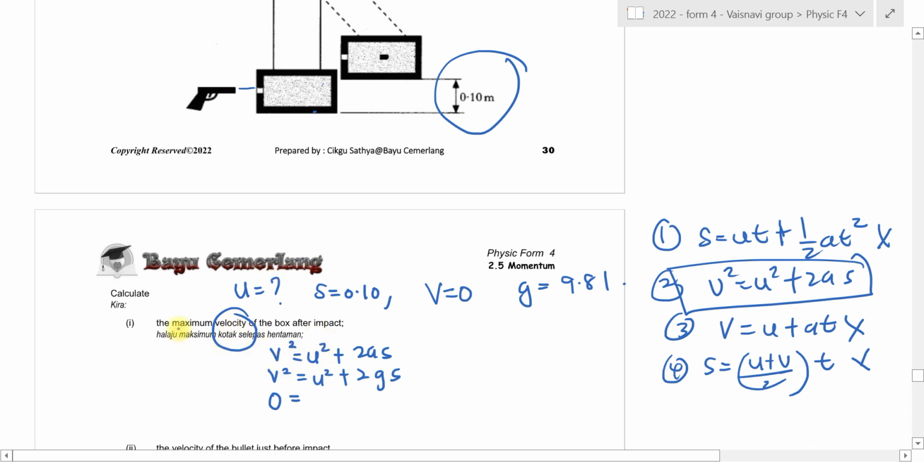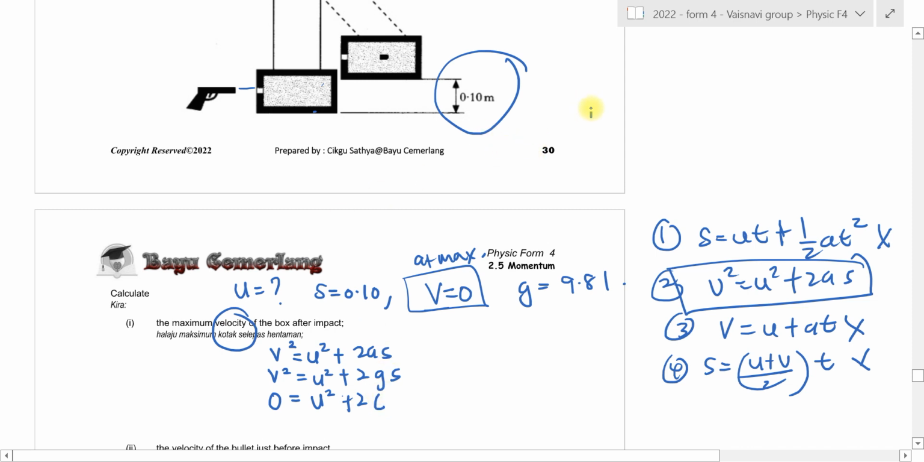The question is asking the maximum velocity after the impact, not at the maximum height. That's why I get wrong just now. Dia tanya maximum velocity, bukan maximum height punya velocity. Okay, maximum height punya velocity kita tahu V equal to 0 at maximum point. Okay, at maximum point. Jadi dia tanya U lah tu. Okay, U dia berapa? Plus 2G.